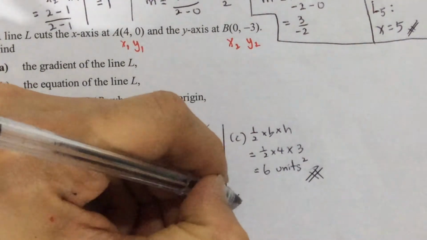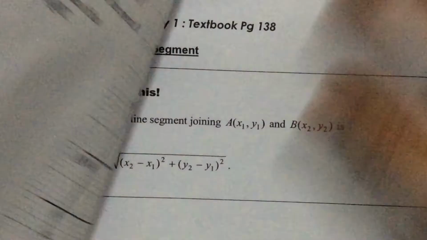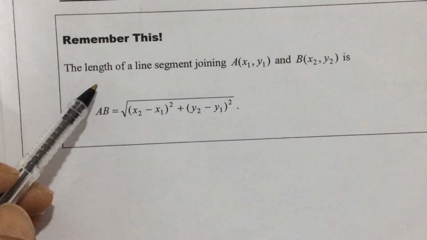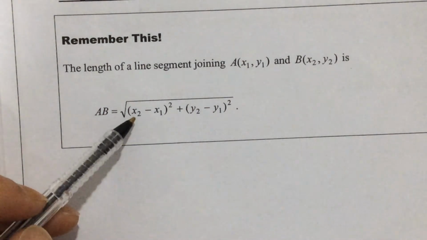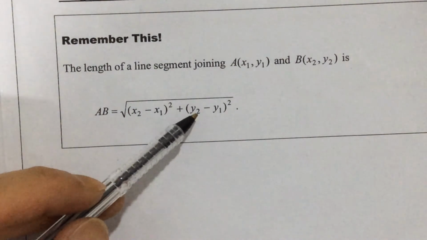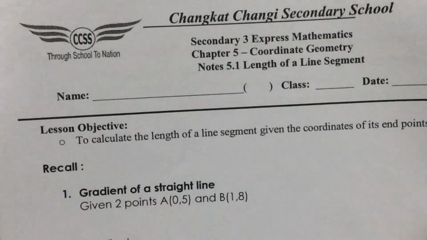Okay, last question, we have the length. If you can remember the formula for the length, this is on the first page of the notes 5.1, the cover page. We have the length formula for AB to be the square root of x2 minus x1 square plus y2 minus y1 square. So this is on page 1 of 5.1. So we're going to copy that down.